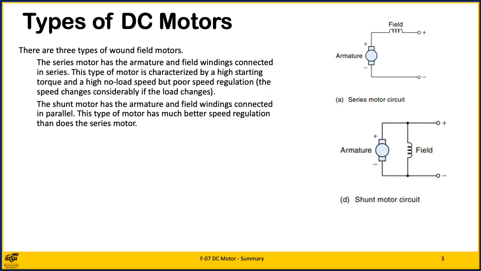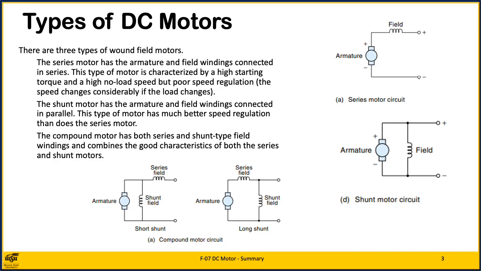The shunt motor has the armature and field windings connected in parallel. This type of motor has much better speed regulation than does the series motor. The compound motor has series and shunt type field windings and combines the good characteristics of both the series and shunt motors.